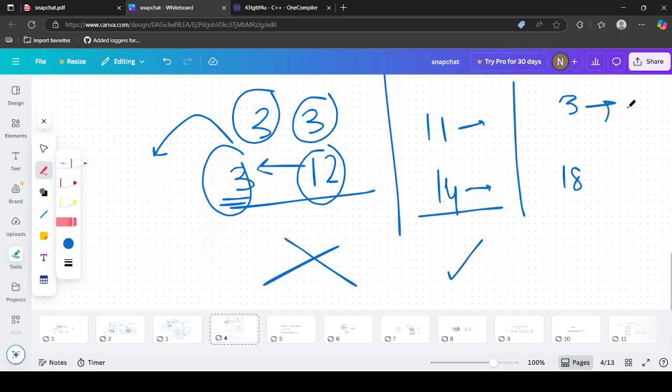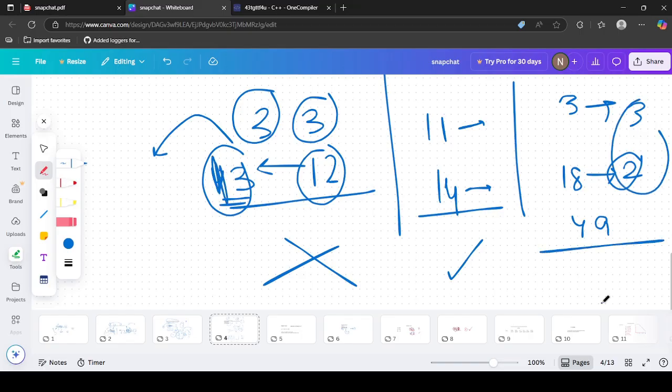And coming to 3, 3 is 3. And coming to 18, is 18 divisible by 4? No. Is 18 divisible by 9? Yes. So we can make this 2. This is the final value. Can we reduce 2 further? No, because we can start reducing only by dividing by 4. And now these both are unequal, so we can make a pair.